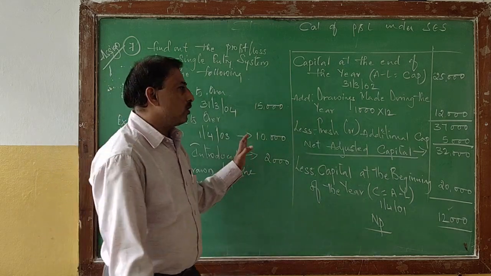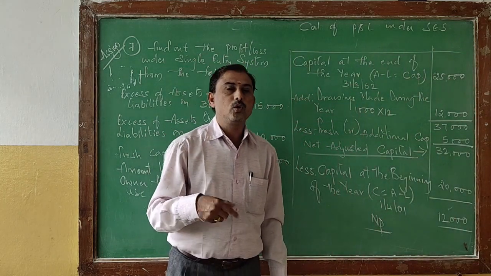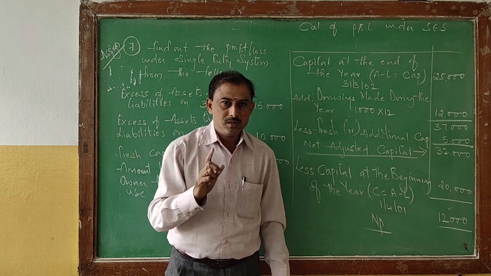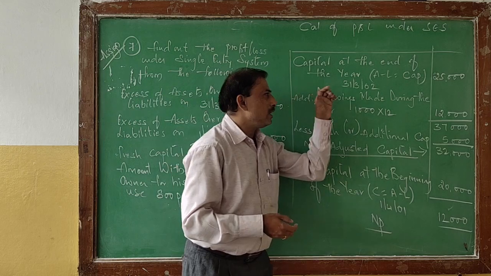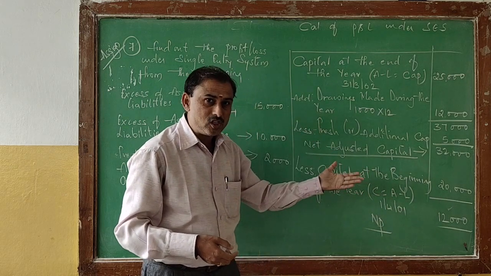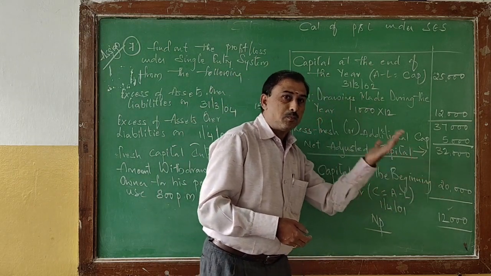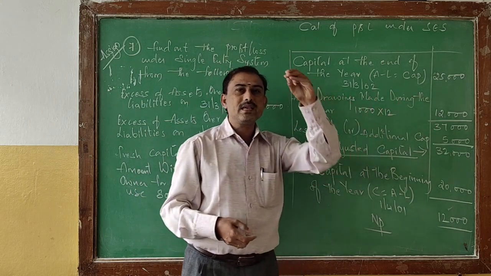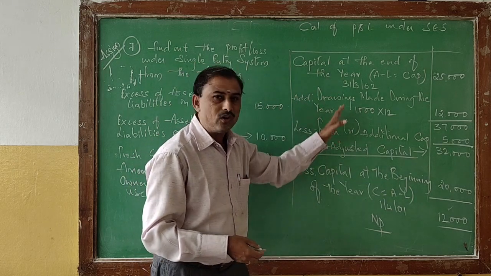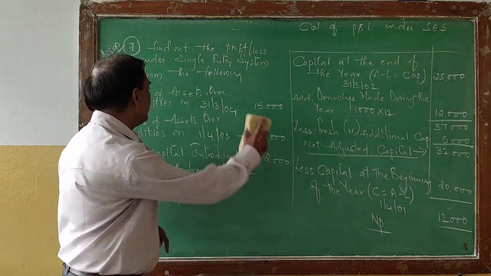Okay, right. Now we will go for one more type of problem where some information is not given to you. Then how to do the problem? Every time, remember, our single entry problem for finding the profit and loss will be done like this only. But if any information is not given, suppose the capital at the beginning or the drawings made is not given, and they are asking you to find a particular item, then we will do the problem using this format only. No other format will be used. Okay, so we will go for the next one.